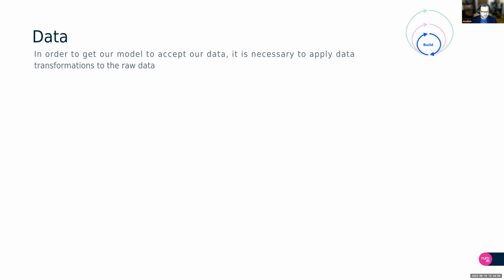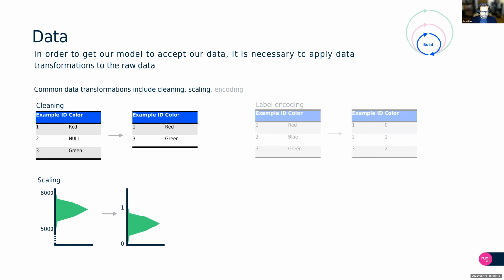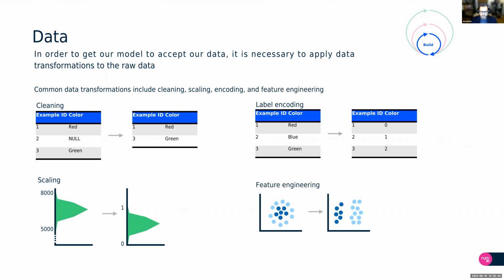Now, in terms of data, it's necessary to apply data transformations to the raw data. And so sometimes we might clean our data to remove values that just can't be, or entries that can't be processed. Oftentimes we will scale our data. We might apply some kind of encoding to our data. And we might also engineer some new features that might help our model have higher prediction accuracy.